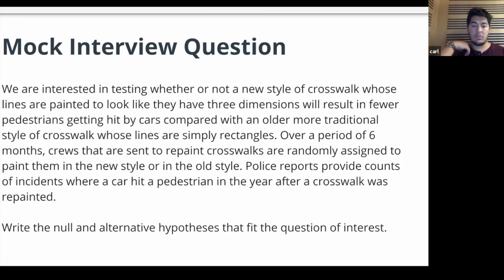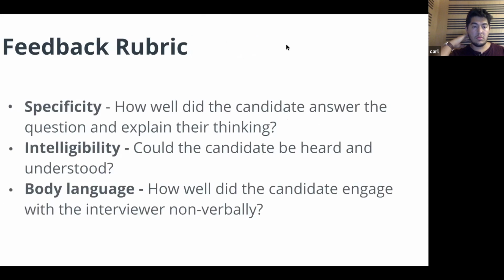Over a period of 6 months, crews that are sent to repaint crosswalks are randomly assigned to paint them in the new style or the old style. And police reports will provide counts of incidents where a car hit a pedestrian in the year after a crosswalk was repainted. And so that's quite a long question. You will have it in that document that you should have open now. And so the prompt, or what the question actually is asking, is for you to write the null and the alternative hypotheses that fit the question of interest. So everyone has their work cut out for them today.